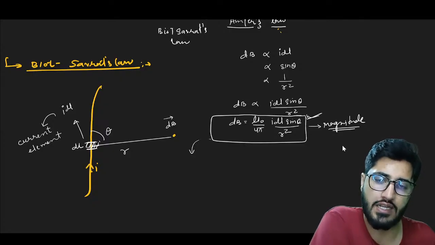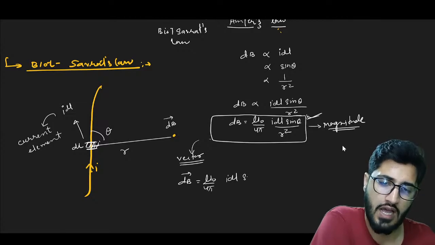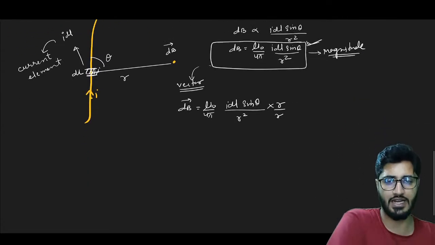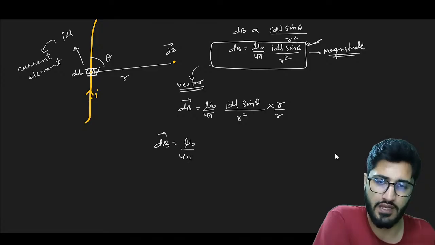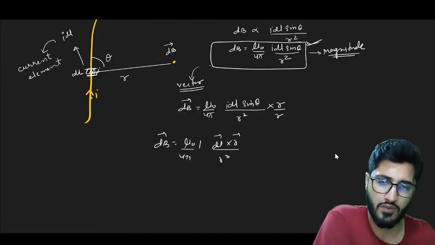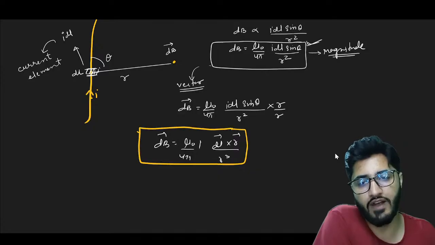Sometimes we need to write it in a vector form. So I can write dB vector equals μ₀/4π times I dl sin θ / r². Now multiply it with r, divide it with r. So I will write it as dB = μ₀/4π × I (dl × r) / r³. So this particular thing is what? Vector form. This one is a vector form.